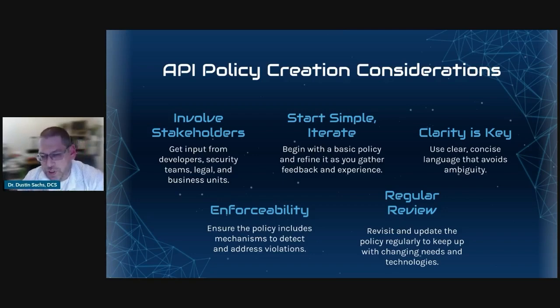The other important thing with any policy, but especially an API policy, is that it be set for regular review, that you revisit and update the policy regularly, because the technologies, the needs are going to change. You might have a policy right now that says TLS 2.0 is okay. Six months from now, you might go, oh, you know what, now we need to do TLS 3.0 or 4.0 or whatever, because something new came out. That's an important thing to keep in mind as you're moving forward.